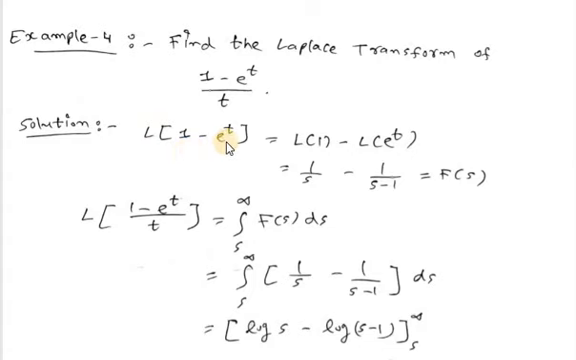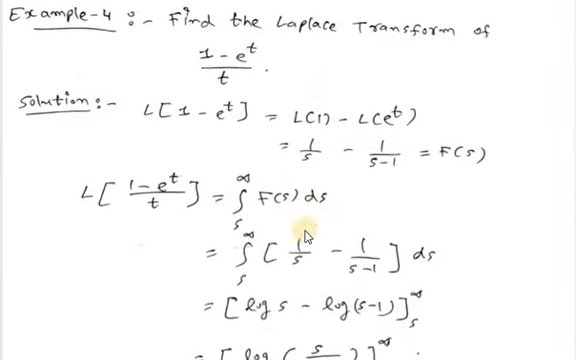So Laplace of 1 minus e raised to t is equal to Laplace of 1 minus Laplace of e raised to t. So Laplace of 1 is 1 over s minus Laplace of e raised to 1t, answer is 1 over s minus 1. This is equal to f of s. Now applying the concept of division by t, Laplace of 1 minus e raised to t by t is equal to integration from s to infinite f s ds.